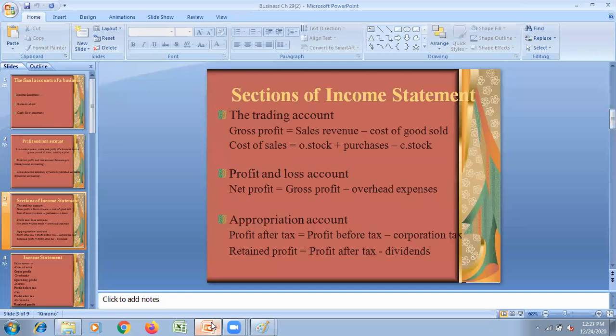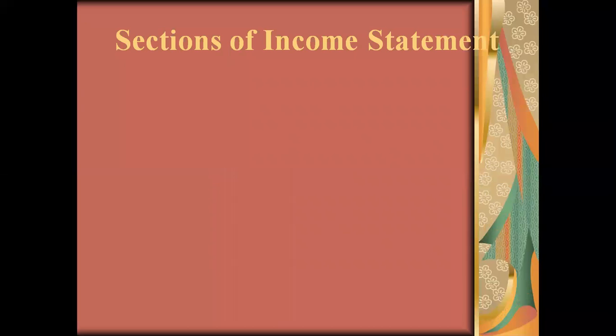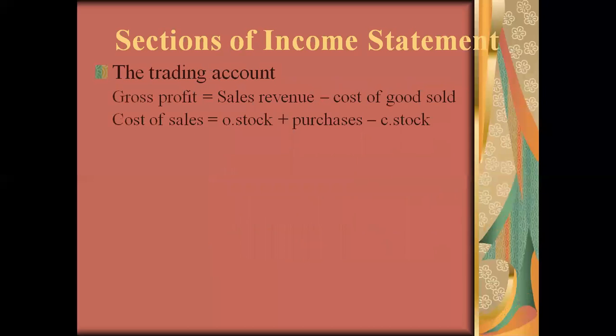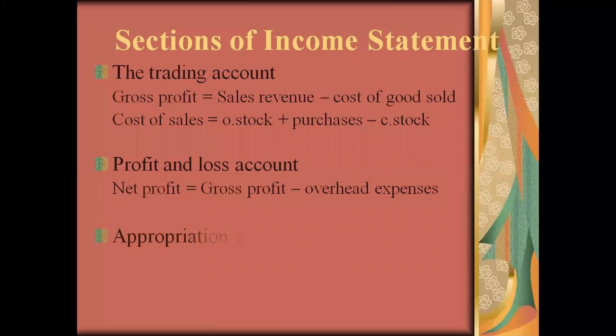All right. So moving backwards. Okay, so we have talked about the second section of the income statement as well, that is profit and loss account. We get net profit from it. Then comes appropriation account, the final part of the income statement there.